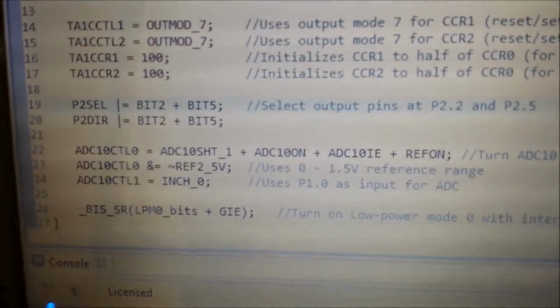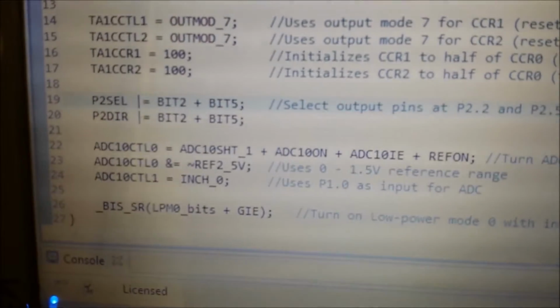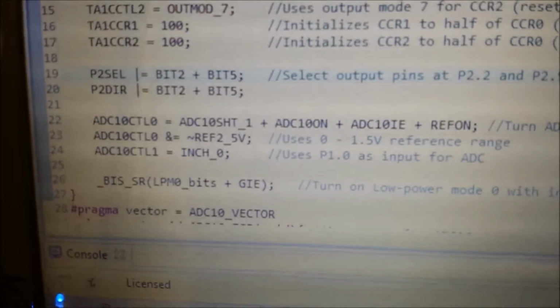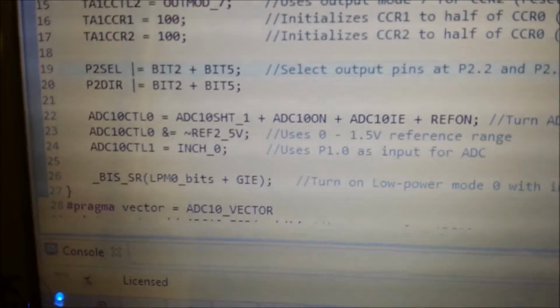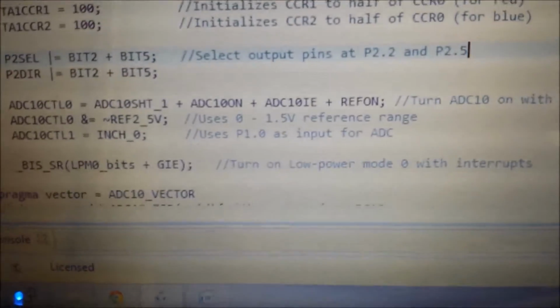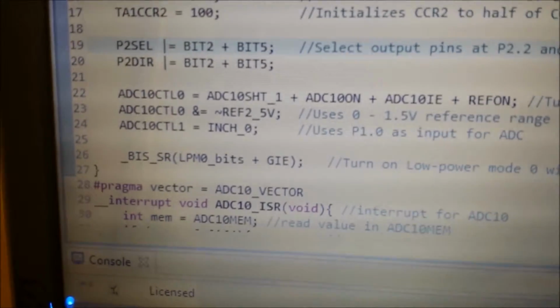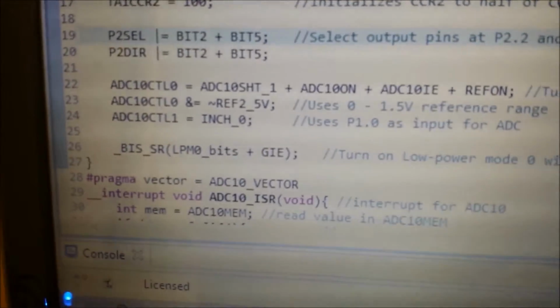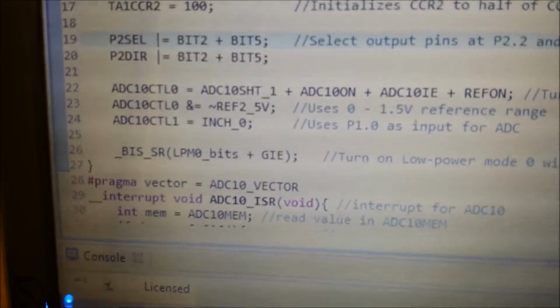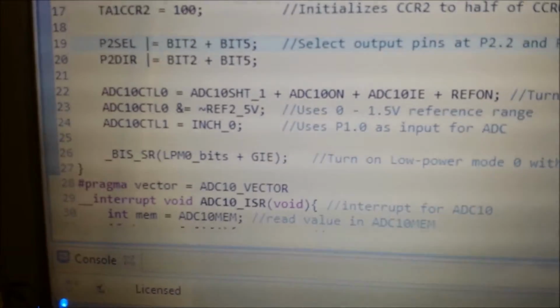My output pin 2.2 is used to control the red LED, and pin 2.5 is used to control the blue LED. I also use an internal voltage reference for my ADC10, and the range is from 0 to 1.5 volts. I also use low power mode. I use low power mode 0 because I want to use both the VLO and the ADC10, and I also use interrupt enable.